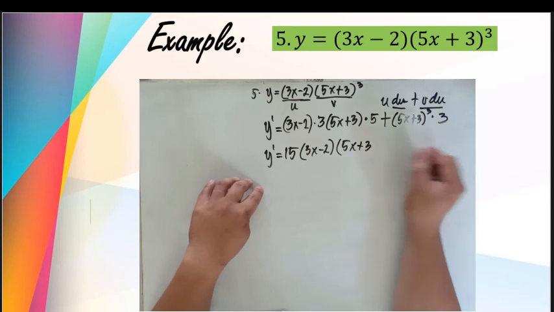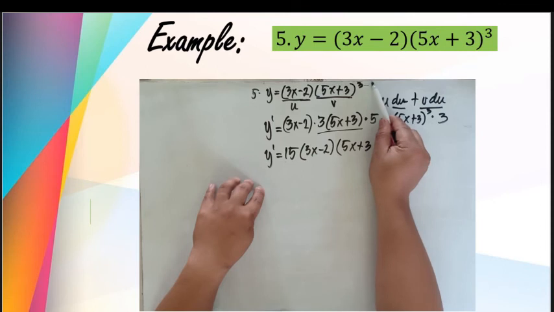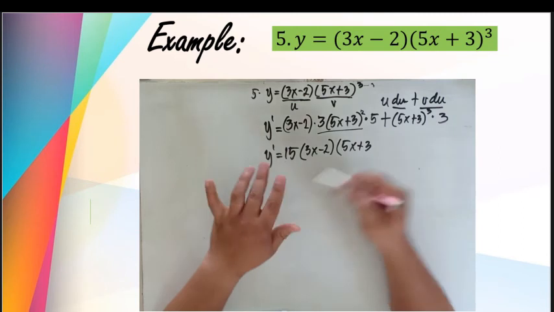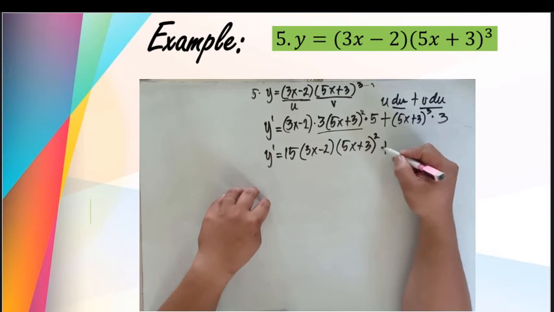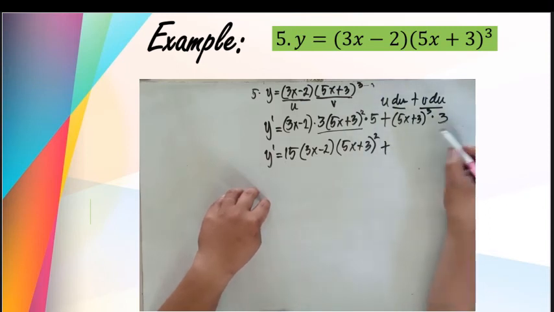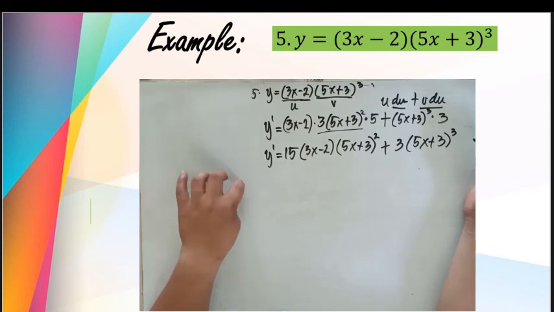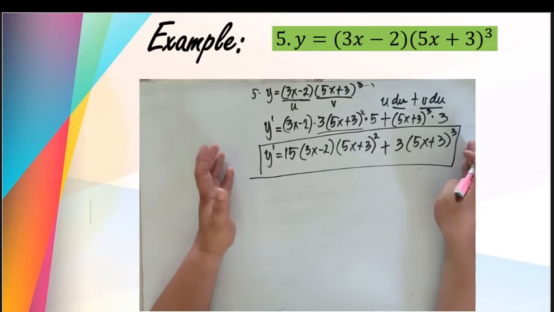Oops, I think we've missed something here. We need to subtract 1 from the exponent 3. That's why we need to put the exponent 2. Okay, good thing we noticed. So that's 2 plus, just copy this one, that's 3 times 5x plus 3 to the third power. Okay? So for me, this can be our final answer. But if you want to expand this one, it's also okay with me.